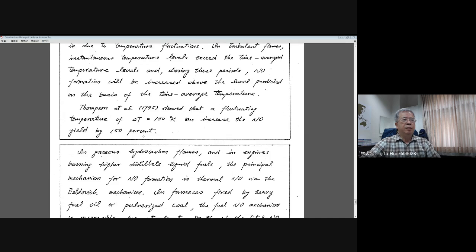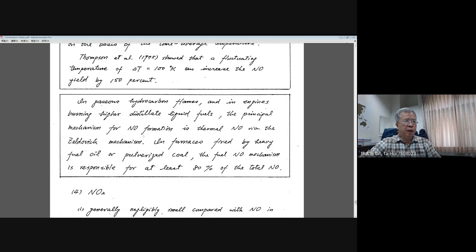Actually, from our experience, we try to use the flow recirculation to make the temperature more uniform inside the flow field, and this is good for reduction of the NO formation.